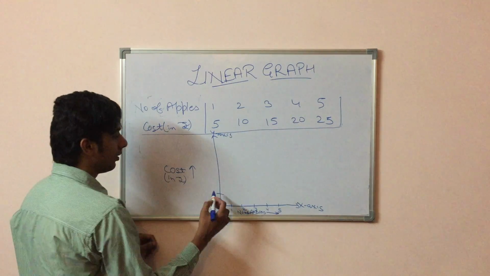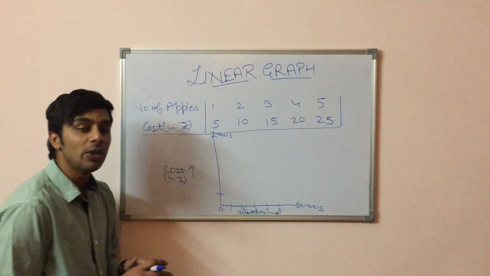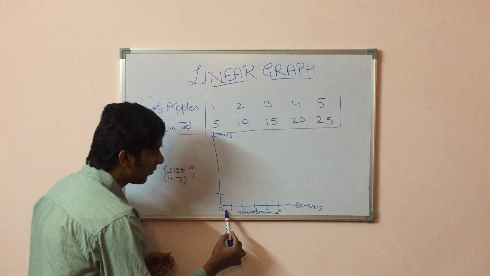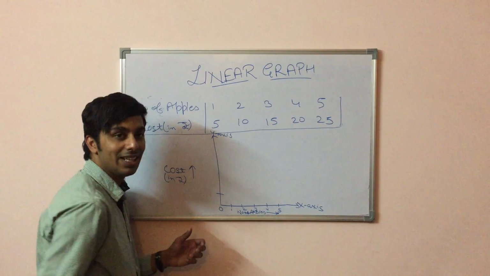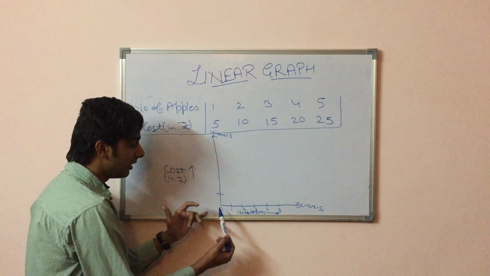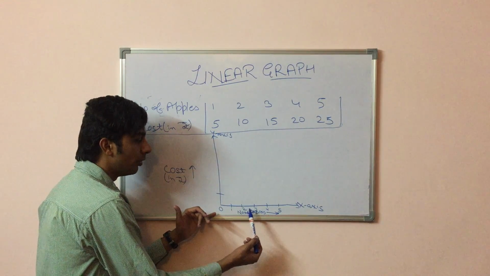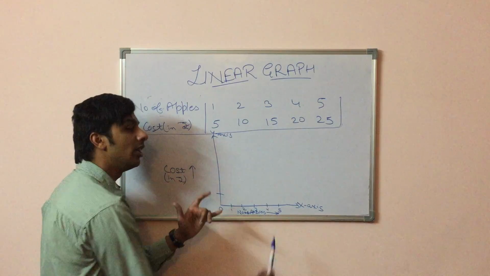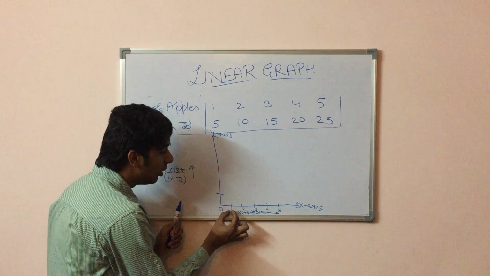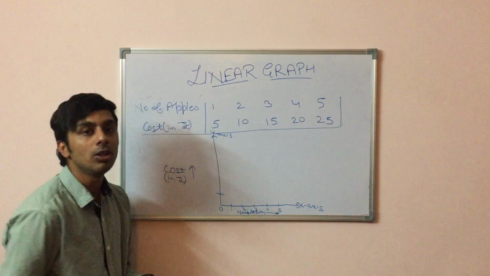Now you have to plot it, but just keep one thing in mind: this difference should be the same in every case. You cannot write 0, 1, 2, then 4, then 8, then 20. No, the intervals should be the same in all the cases.